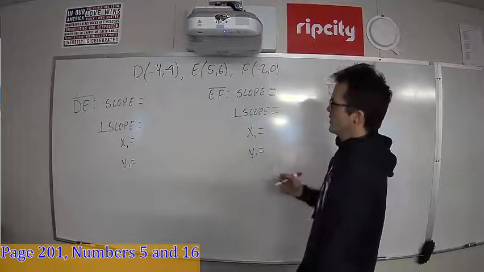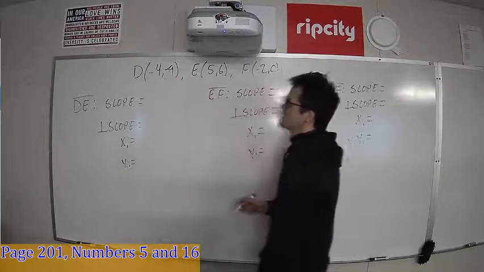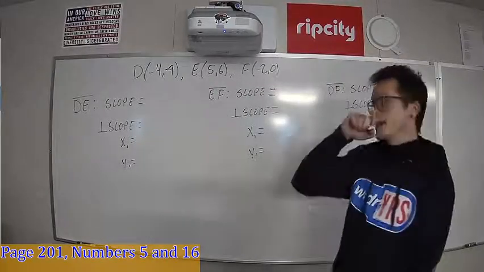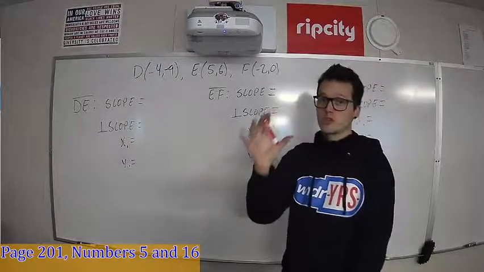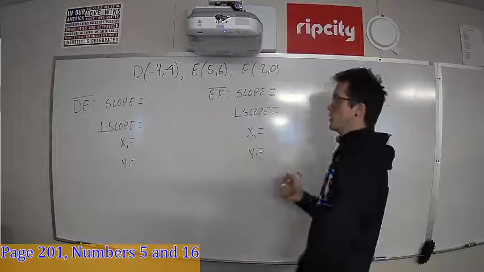Okay, I've said too much. Let's just get into this. DE, that's these two points. We need to find the slope. Delta y over delta x. I'm not going to show all of my work here. If you're struggling with slope formula, that's fine. We have a whole video lesson for that, so make sure to review.